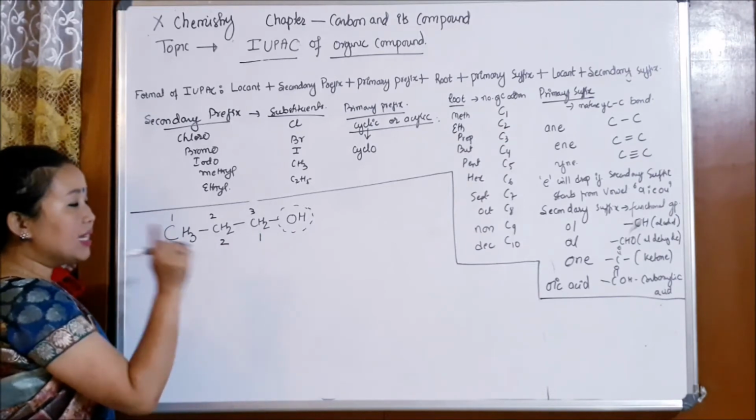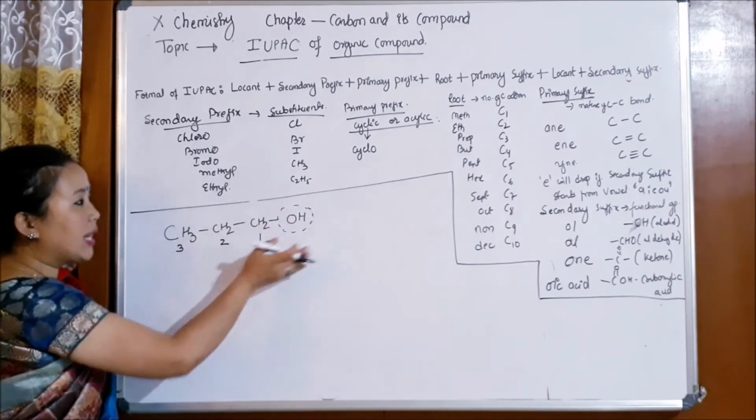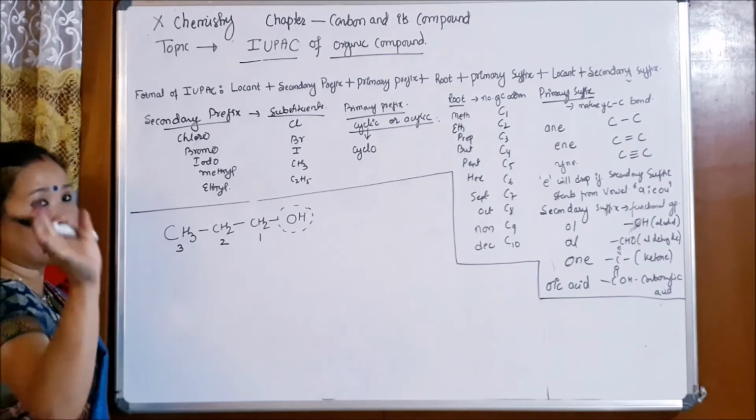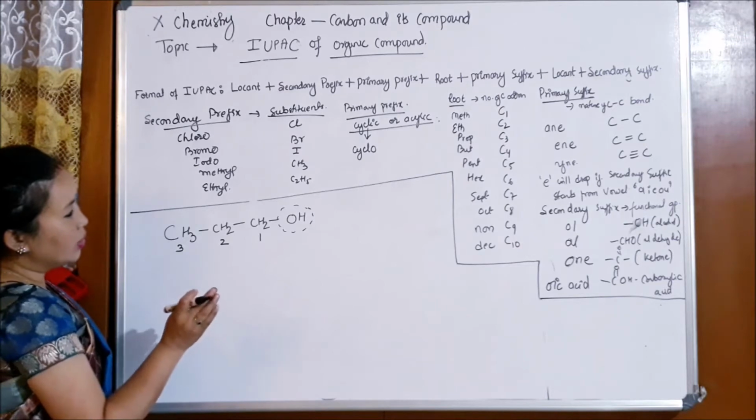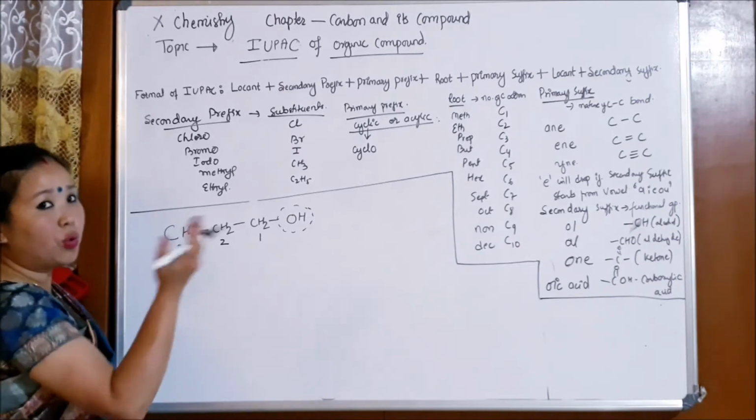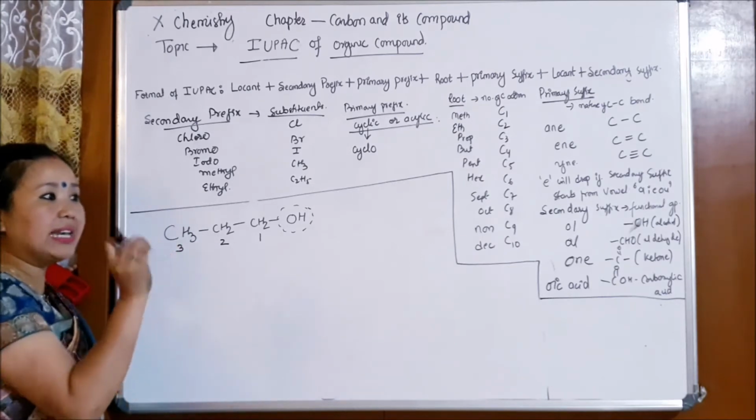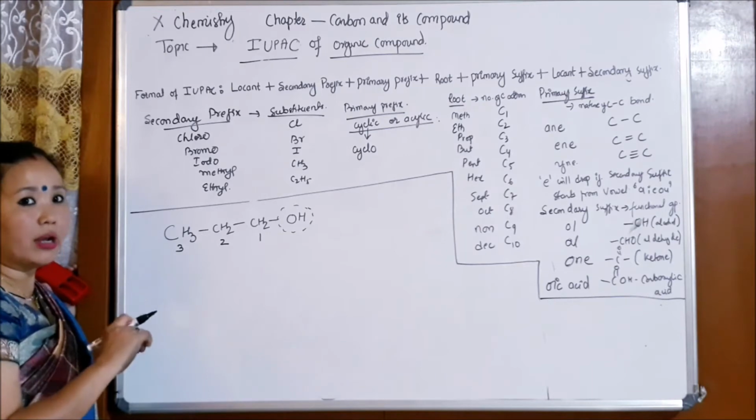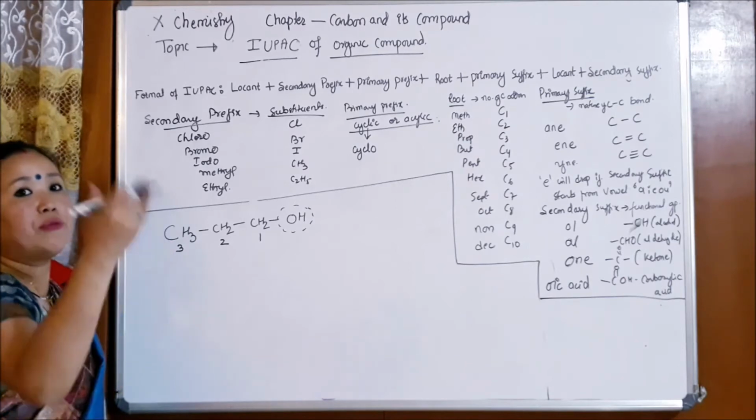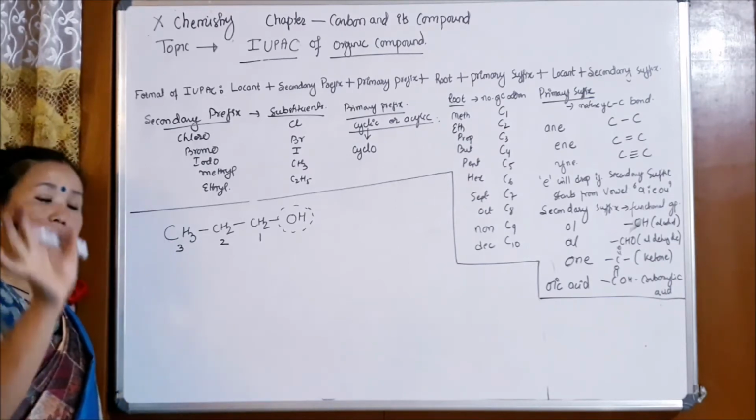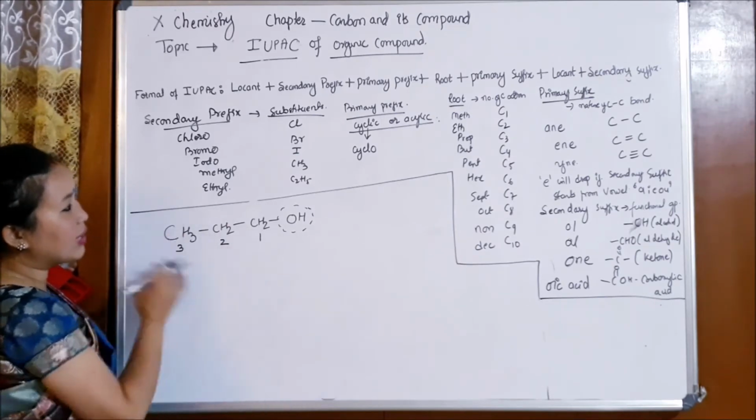So the second rule is to number from that side where the functional group, substituent, or multiple bond gets the least position. Now there is no substituent. If two or more different substituents are there, you need to write the names of the substituents in alphabetical order. And if the same substituent is present two, three, four times, you need to write di, tri. Here there is no substituent, nothing is there.